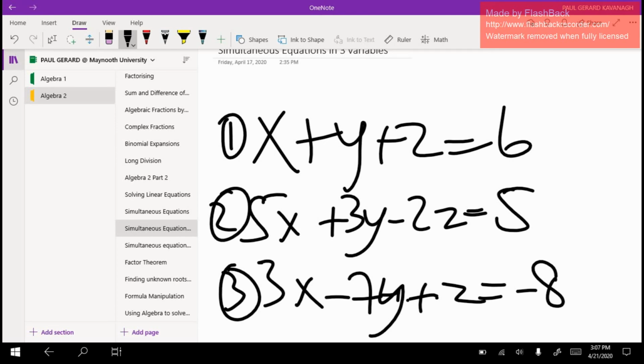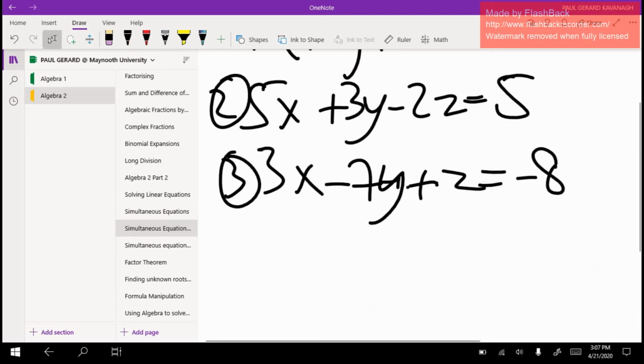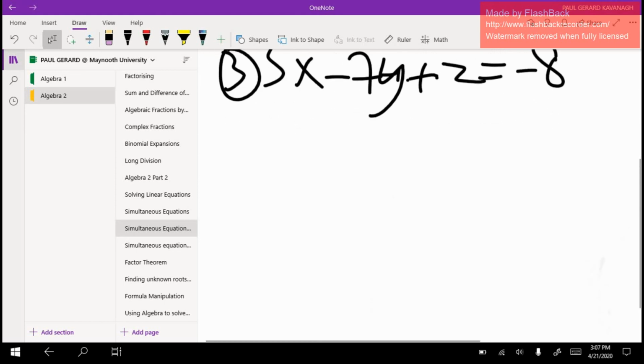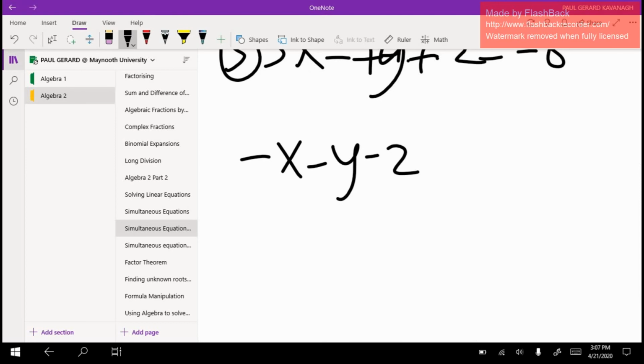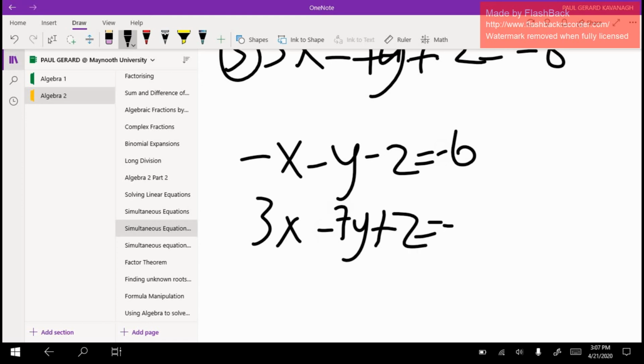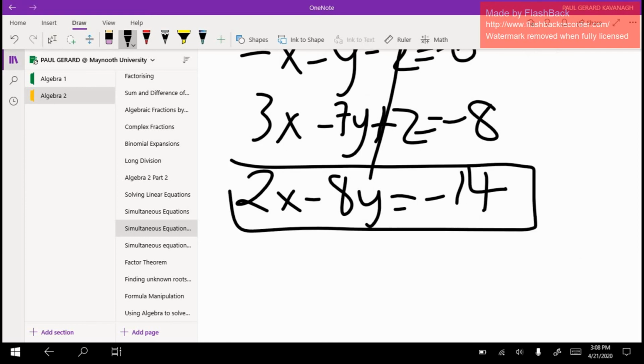Basically what you are going to do is multiply either one of them by minus 1. It doesn't really matter which one you choose. I think it's easier to just take equation 1. So minus x minus y minus z is equal to minus 6, and 6x minus 7y plus z is equal to minus 8. Cancel out your z's. So what you're going to have is 5x minus 8y is equal to minus 14. So that is one equation that you have.